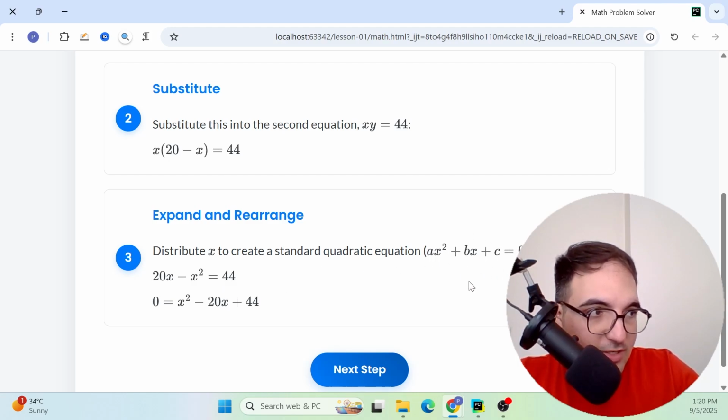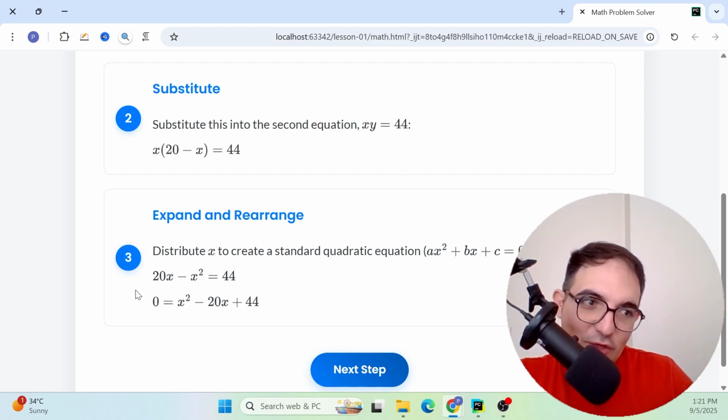We must convert this to the standard quadratic, so we move everything to the other side, and it changes the signs. We get our final quadratic equation, x squared minus 20x plus 44 equals 0. We change the sign from minus to positive by moving everything to the right side.